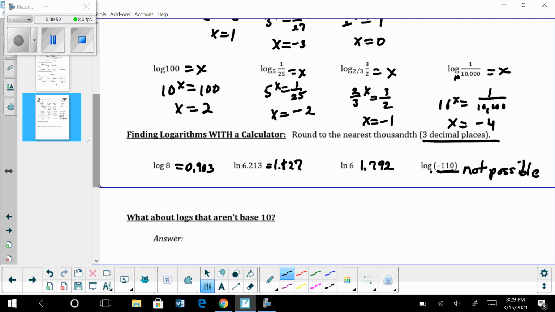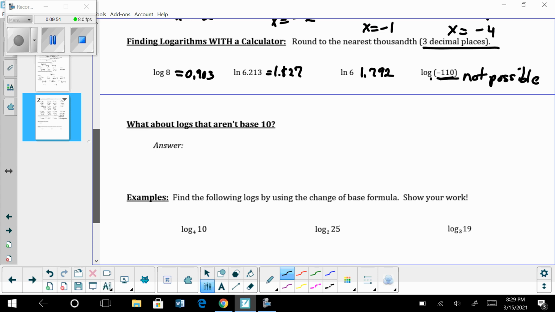Okay. What about logs that aren't base 10? Well, a lot of calculators now have a function where you can do logarithms with different bases. And so then this really isn't important. But if you have a calculator where you cannot, there is something called a change of base formula. What you can do is change these from other bases to a log with base 10 so that you can use your calculator.